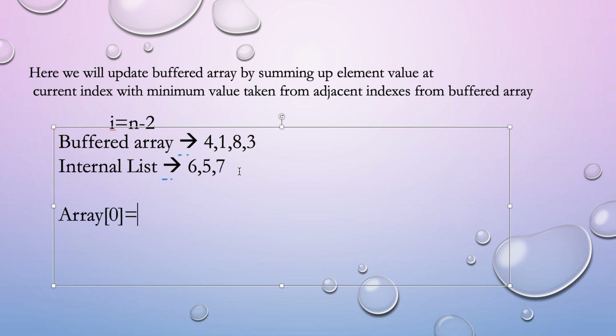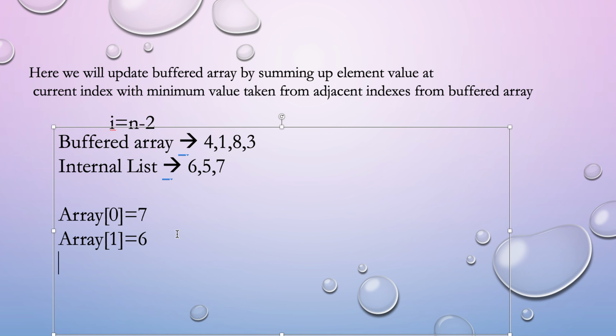At last we'll populate the array at 0th index with 7. Similarly, for 5, the values of adjacent indexes in the buffered array will be 1 and 8. The minimum of these will be 1. 1 plus 5 is 6. So the buffered array at index 1 is 6. And at last for 7, which is present at index 2, the values of adjacent indexes in the buffered array are 8 and 3. The minimum of 8 and 3 is 3 and 3 plus 7 is 10. So the array at index 2 is 10. Similarly, we'll keep updating values of buffered array elements, and at last array of 0 will give the output.